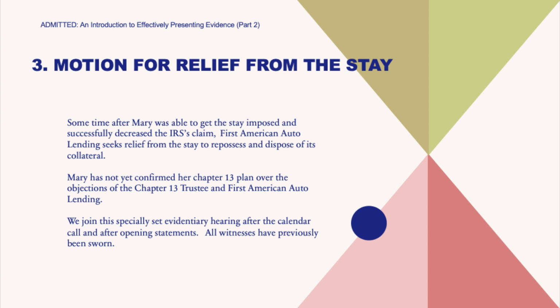Calling Tom Banker. Mr. Banker, can you state your full name for the record? My name is Tom Banker. And you work for First American Auto Lending, correct? That is correct. You're the credit manager there? That is correct. Objection, Your Honor. He's leading the witness.